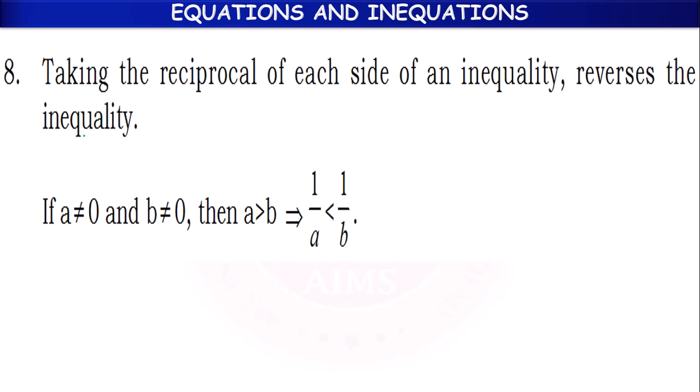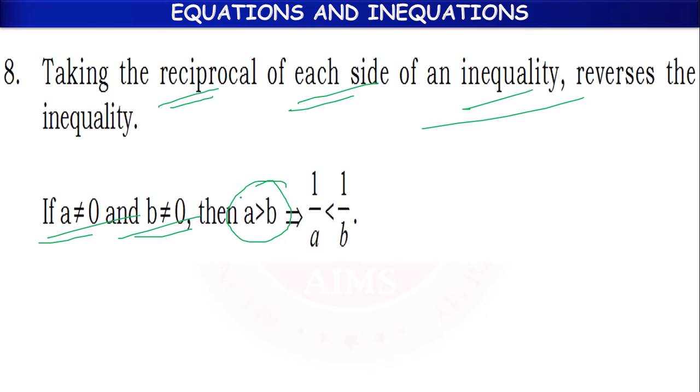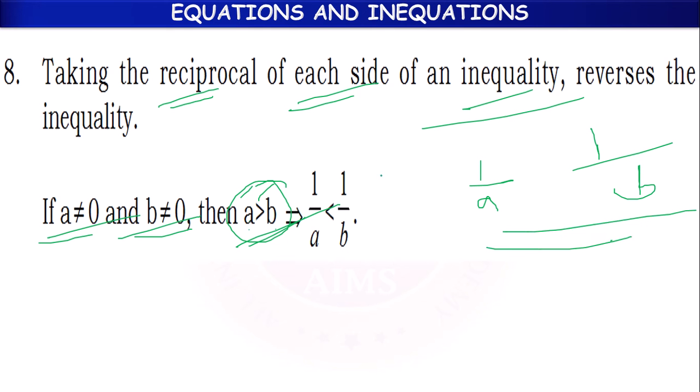And in one more case, if we take the reciprocal of each side of an inequality, suppose A is not equal to 0, B is not equal to 0, and A is greater than B. If we take the reciprocal on each side, the left hand side A has reciprocal 1 by A, the right hand side B has reciprocal 1 by B. Instead of the numbers, if we take their reciprocals, then instead of greater than, the relation will be less than.